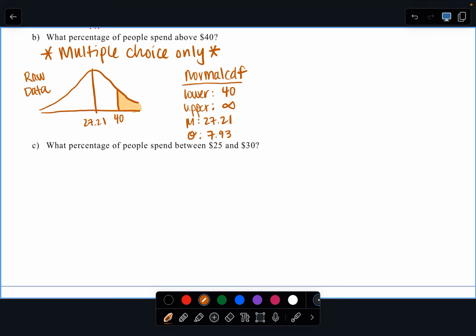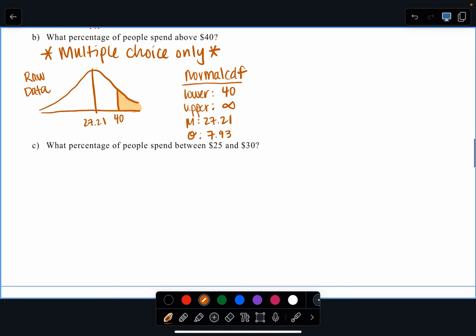What you do in multiple choice is completely up to you. So if you still want to find a z-score and you still want to use that to use normal CDF, you can. You're going to get the same answer. So what I'm going to do is I'm going to go to my calculator and I'm just going to plug it in as is. I'm not going to find the z-score. I'm not going to standardize. I'm going to leave it alone.